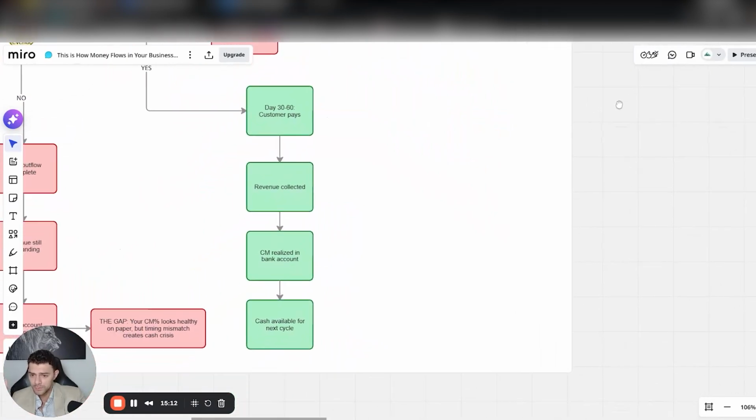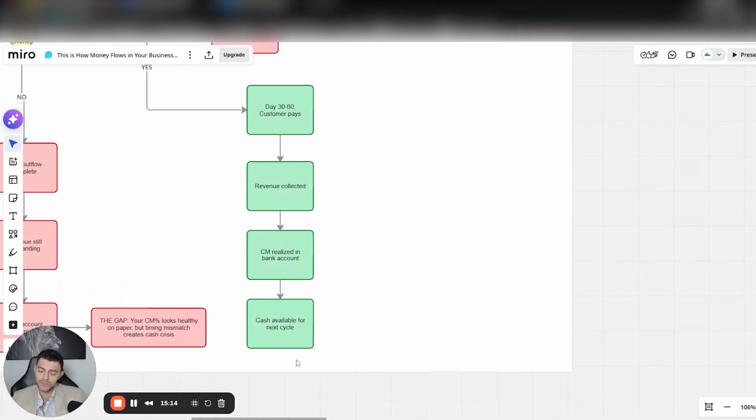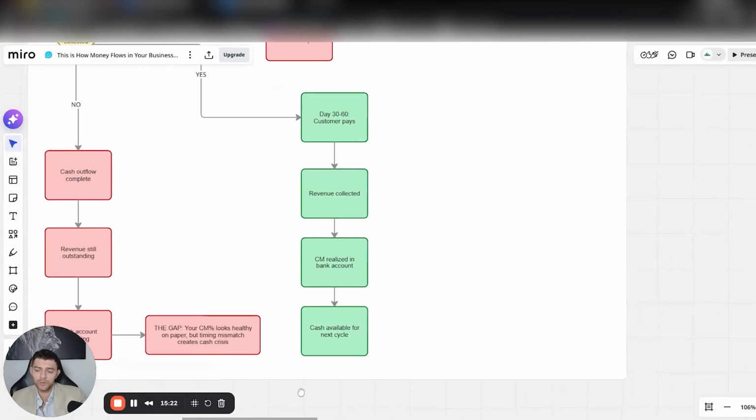All right, the customer pays, revenue's collected, your contribution margin gets realized. So what was theoretical on a piece of paper actualizes, and you're good. And you have cash flow for the next cycle. Maybe you made a profit.